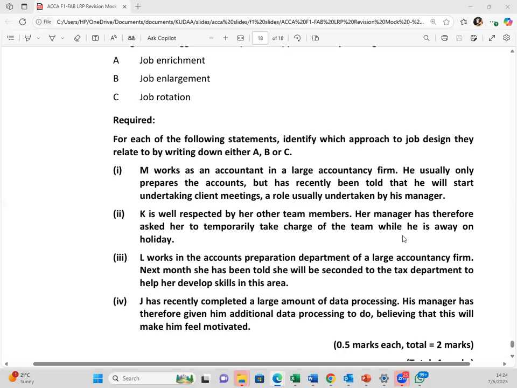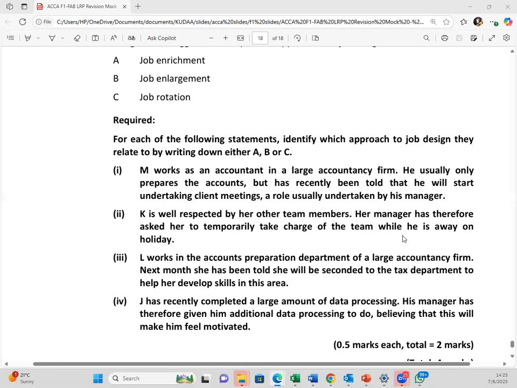Kay is well respected by her other team members. Her manager has therefore asked her to temporarily take charge of the team while he is away. Enrichment and enlargement is a tricky one there. Let's move to the third one.